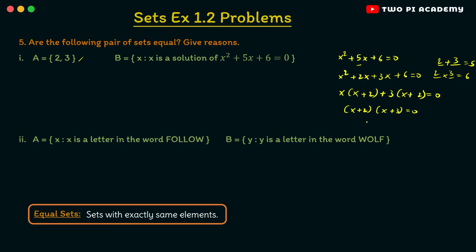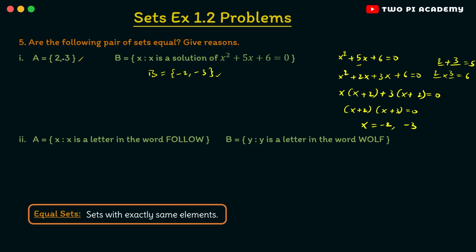So what will be the values of x? x can either be -2 or it can be -3. So these are the elements of the set. Capital B is equal to the set of -2, -3. We have listed the set in the roster form.